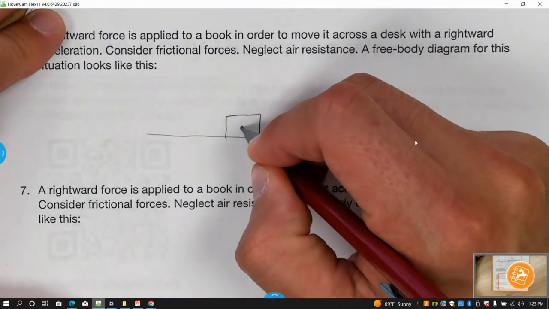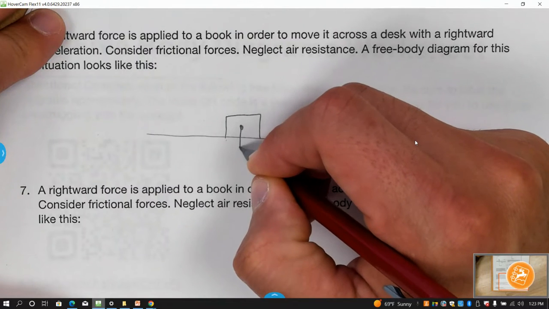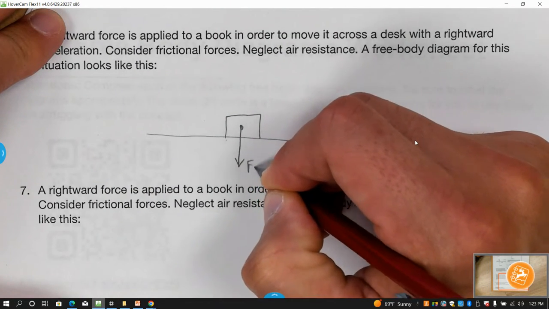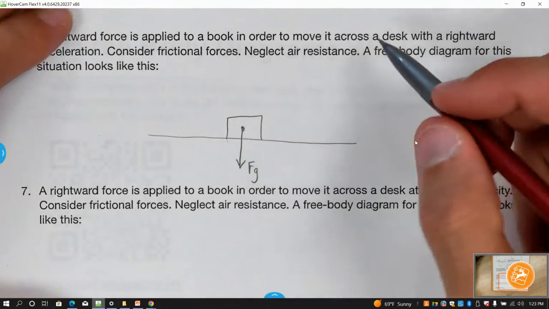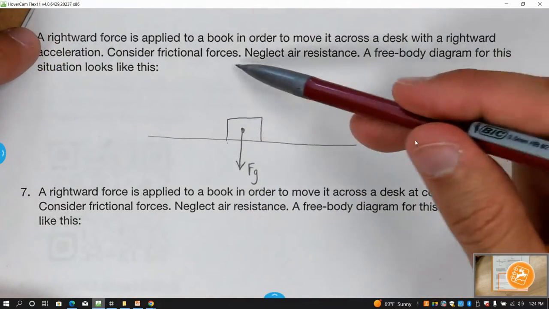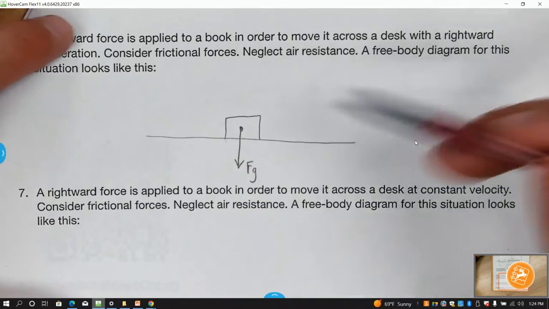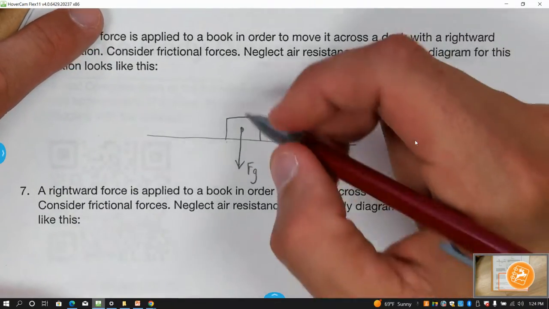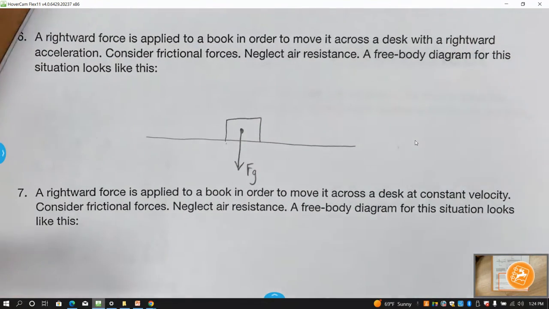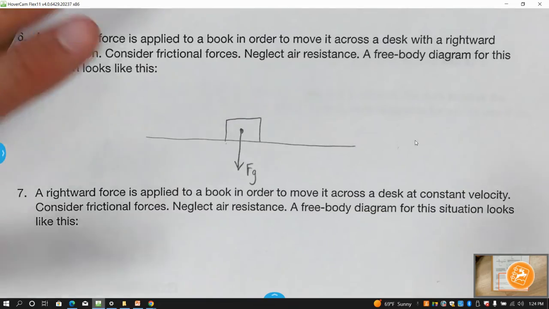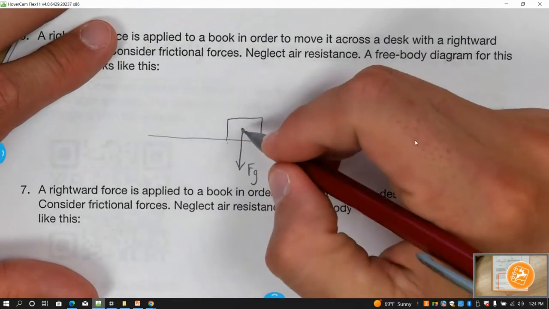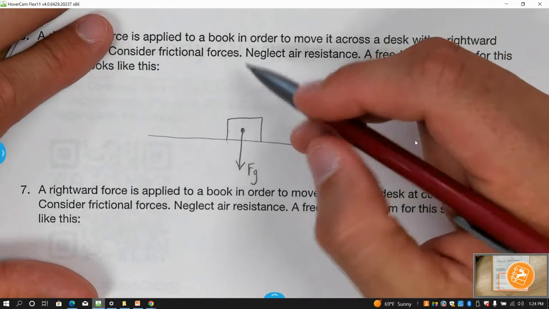Okay, first thing you can always draw in is F sub g, the gravitational force, its weight. Now, in the problem, does it say anything about the object moving up or down? If that's the case, this is where real life situations come into play. If you have a book sitting on a table, the book is not just going to be floating upward, rising up out of nowhere, or falling through it.